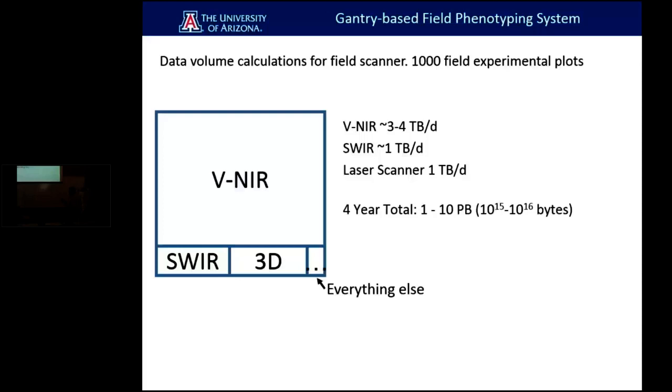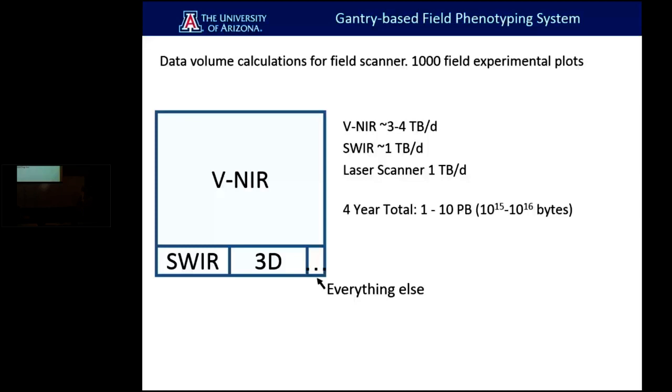I often am asked, how fast can this scanner move? It really depends on what imager is active at that point in time, okay? Because obviously you see here in this square that the very near infrared is the one that generates most of the data. So when we're doing that, it's going to go slower, right? But when we're doing thermal imaging, it can go much faster, okay? So we can cover the whole area in about 4 hours if we are only looking at thermal infrared, okay?